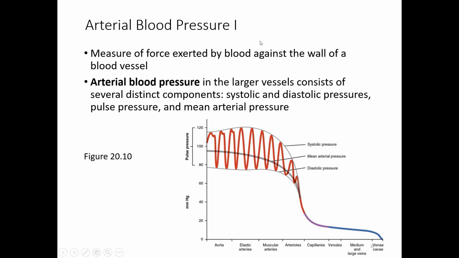Arterial blood pressure, let's start from this one. So again, it's a force exerted by blood against the walls of a blood vessel from the inside of that blood vessel. And arterial blood pressure in larger vessels consists of several components: systolic blood pressure, diastolic pressure, pulse pressure, and mean arterial pressure.